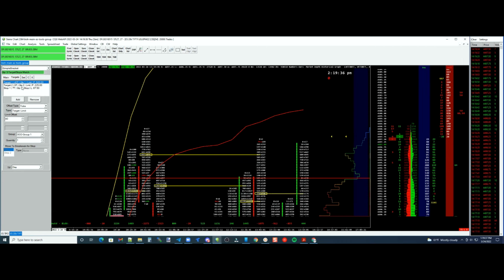So for this, what I want to do is a trail to break even. What that says is, as this goes in my favor, it's going to trail it to break even. And I will get to break even before I get to my first profit take where I take off 2 lots. And then I'm going to leave a runner.